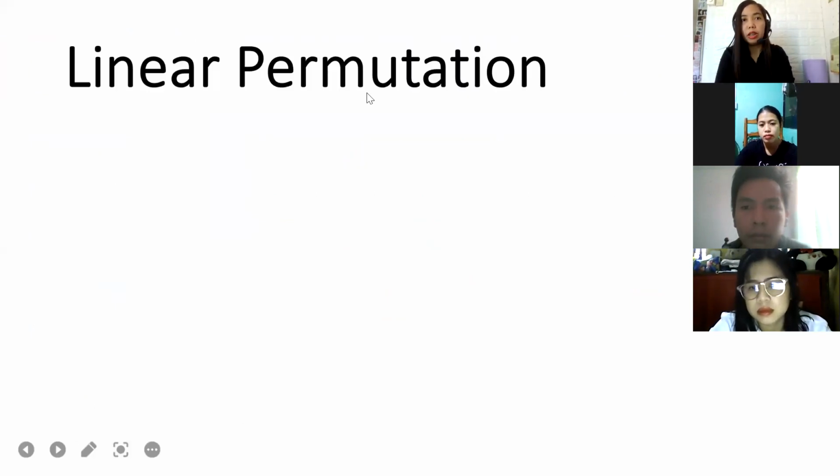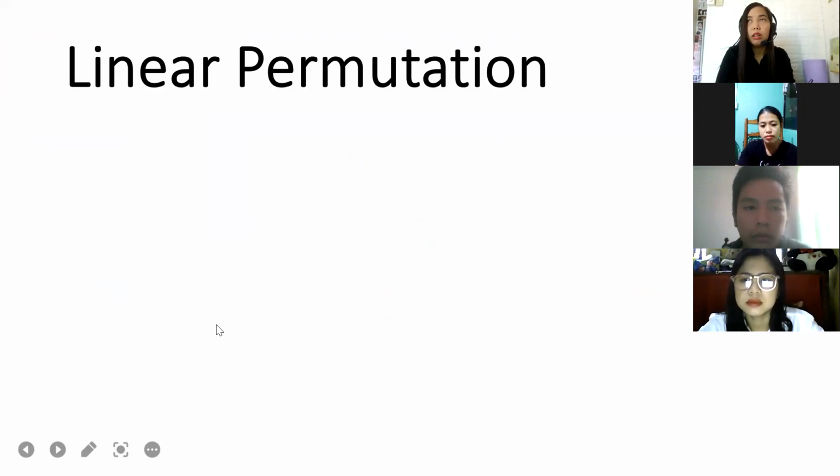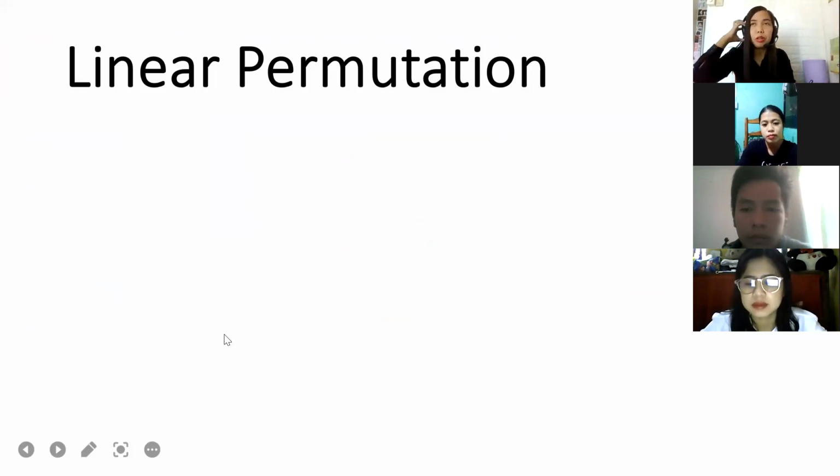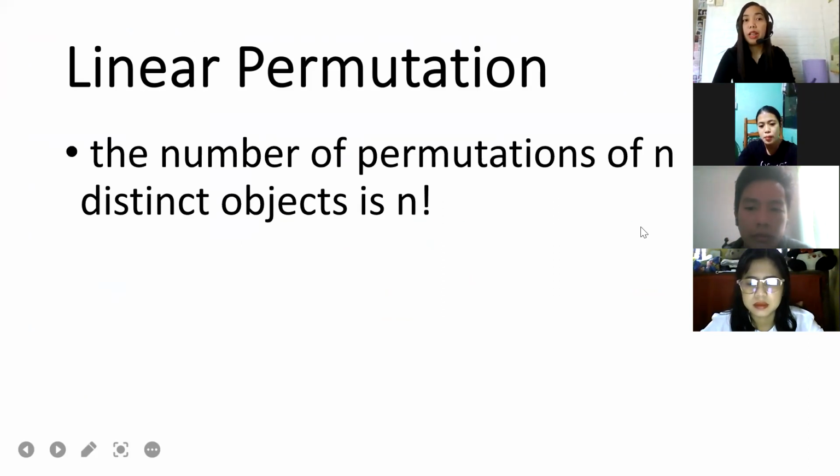So last time we already discussed permutation. In permutation, we consider the order. The order matters, okay, so there is ranking for permutation. Number one is linear permutation. The number of permutations of n distinct objects is n factorial. So the formula for linear permutation, if every object is distinct, is n factorial.